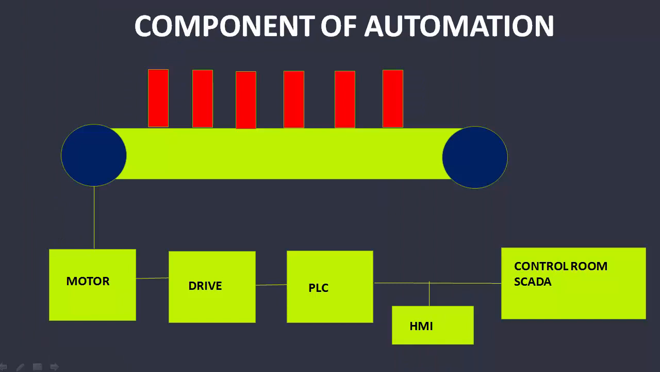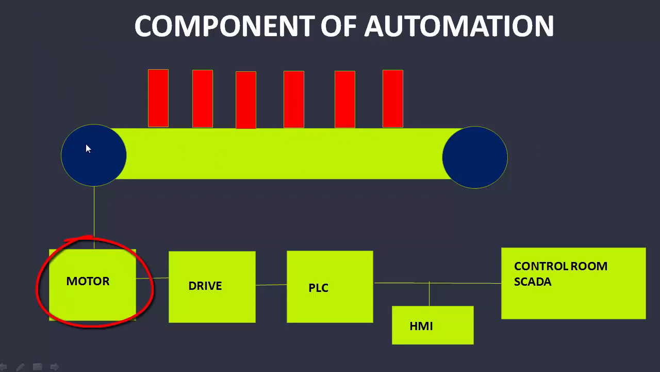Now let's see the components of automation. Now this is an example. Let's suppose this is a conveyor belt and these are bottles. Have you seen a bottle filling plant? You may not have seen it personally, but you have seen it on TV or in computer videos, right? So let me explain. Consider this as your conveyor belt and these are your bottles that are moving over here. So what are the things that are connected?